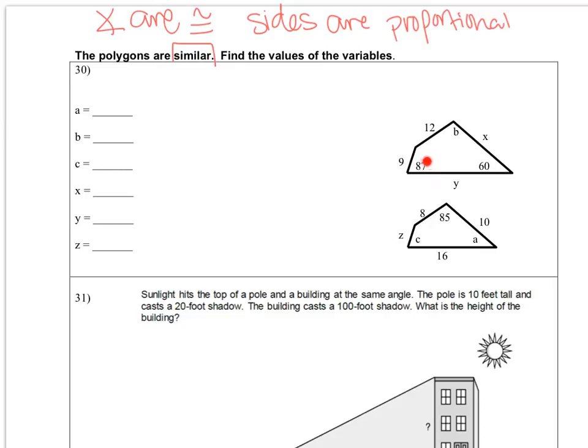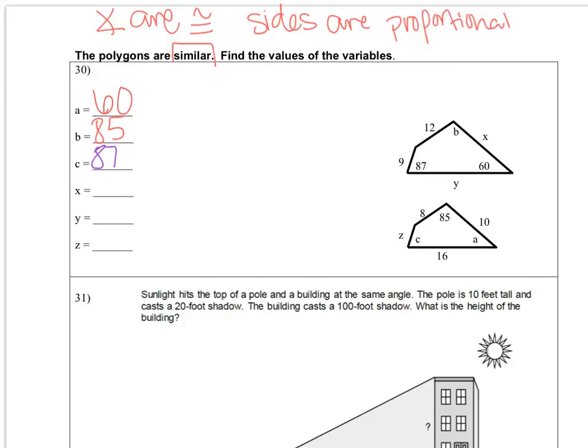So 87 is in the same position as C, so C is 87. B is in the same position as 85, so B is 85. And 60 is in the same position as A, so I know 60 is A. Okay, once you found those, now you got to find the side lengths.